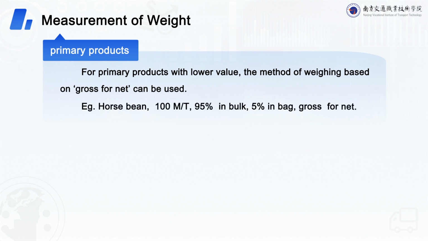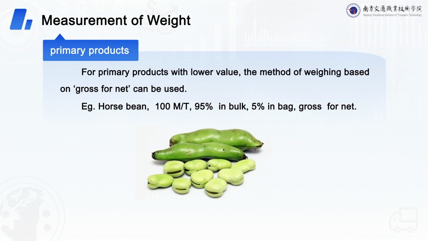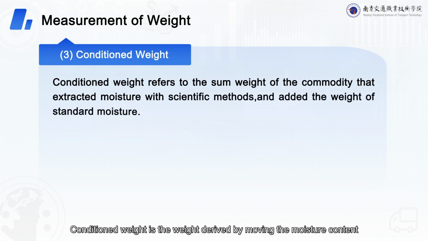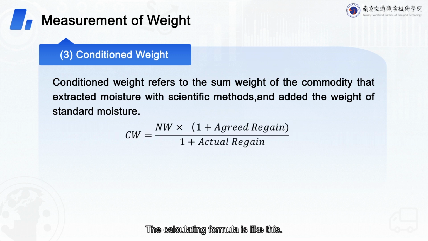For example, horse bean, 100 mt, 95% in bulk, 5% in bag, gross for net. 3. Conditioned weight. Conditioned weight is a weight derived by removing the moisture content of a commodity and adding a standardized amount of moisture. The calculating formula is like this.